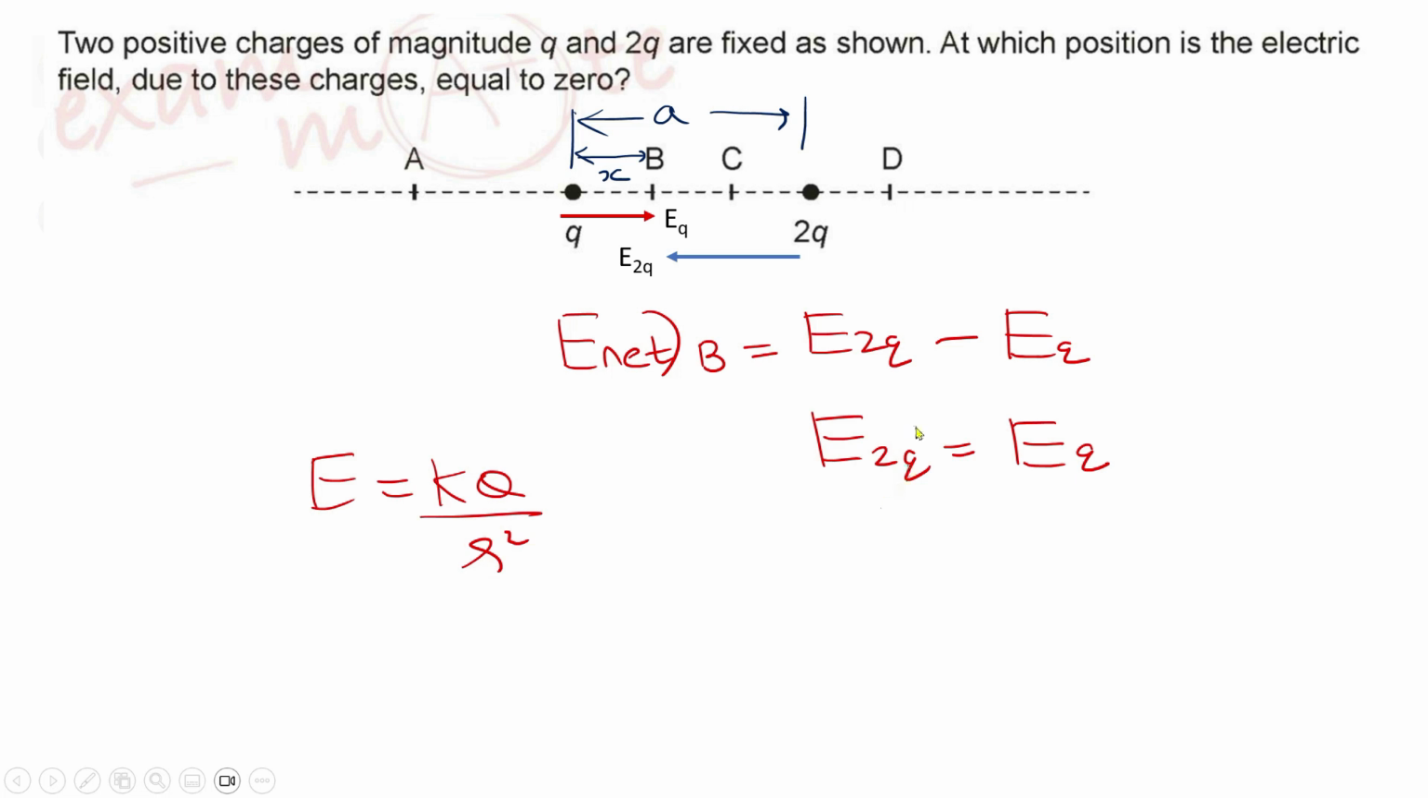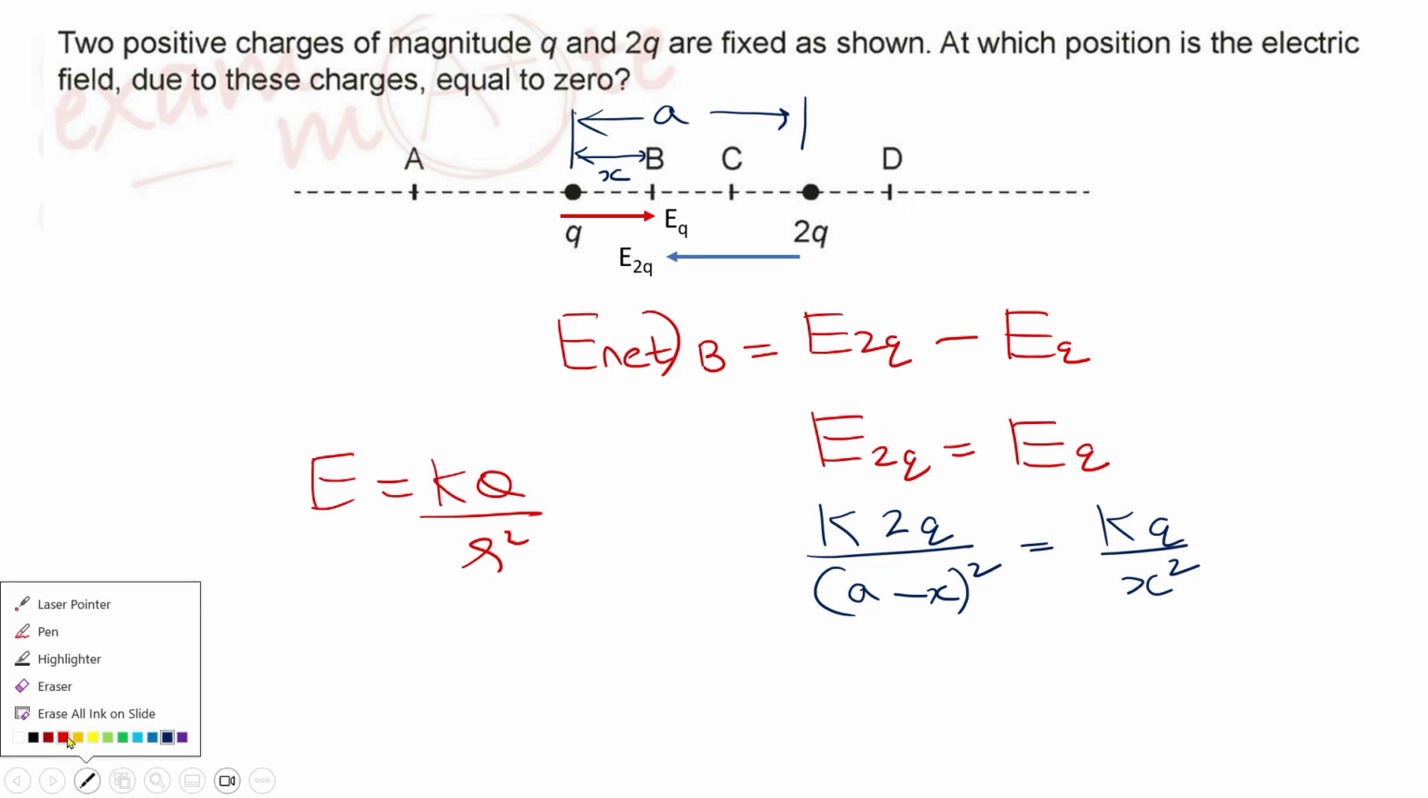So electric field due to 2Q, we write down the expression K into 2Q divided by distance squared. So what is the distance of 2Q from the point B? So we can see that will be A minus X. So A minus X whole squared. That will be equal to EQ. Electric field due to Q will be KQ divided by, and we can see distance is X. Distance of point B from charge Q is X. So we will write in the denominator X squared.